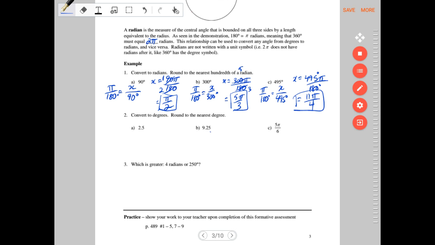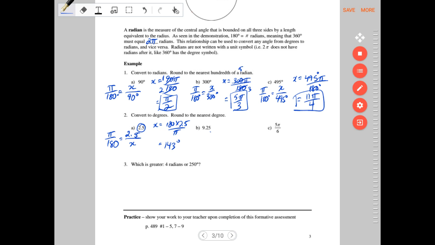All right. Next one, convert to degrees. Round to the nearest degree. We're going to do the exact same thing, but just in reverse. So I'm going to say pi over 180. Now, because this is given in radians, it goes on the same level as the pi. So that's 2.5 up there over x. So again, we're going to cross multiply. So we're going to get 180 times 2.5 divided by pi. Of course, we're going to type that in and round to the nearest degree. So you get approximately 143 degrees.